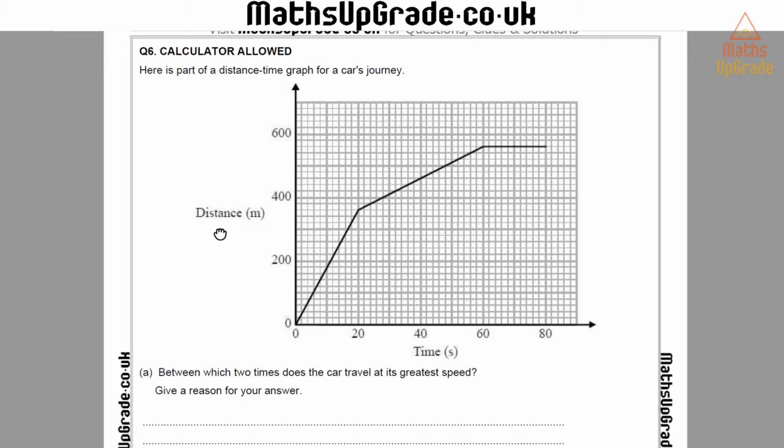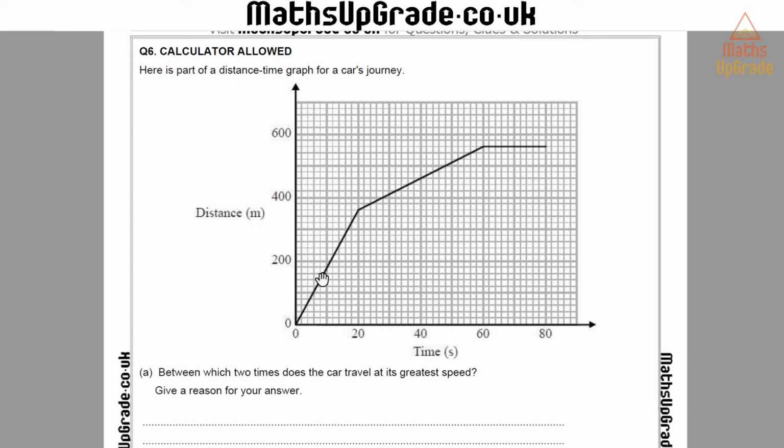Okay, well, the time is along the x-axis here and the distance is along the y-axis. So the speed, we know, is given by distance divided by time. So that's going to be this axis divided by this axis. In other words, it's the gradient, the y divided by x. So it's a gradient. So look at which part of this graph the gradient is the greatest. Where are the lines the steepest?